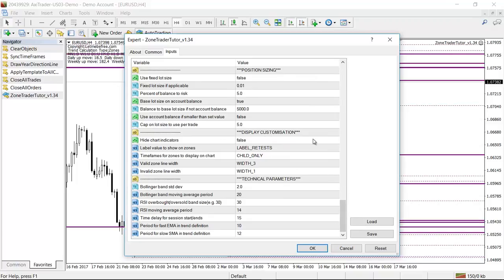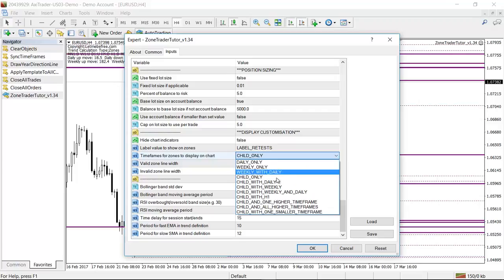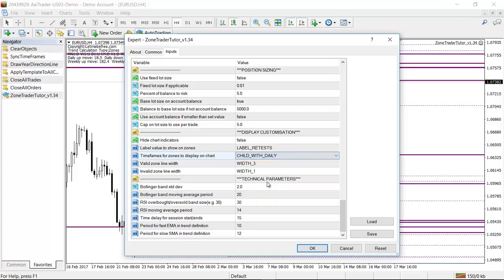So we have display customization here. At the moment we've got child only, which means we see H4 zones on the H4 chart and daily zones on the daily chart and so forth. But we may want to see the child with daily zones. So if we're trading intraday but we still want to see where supply and demand on the daily chart is, we set child with daily. So we'll go ahead and do that now.